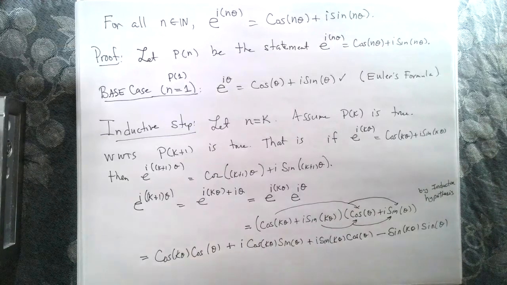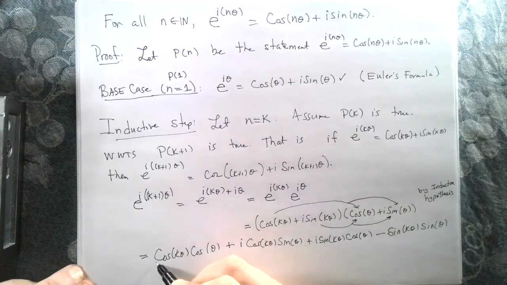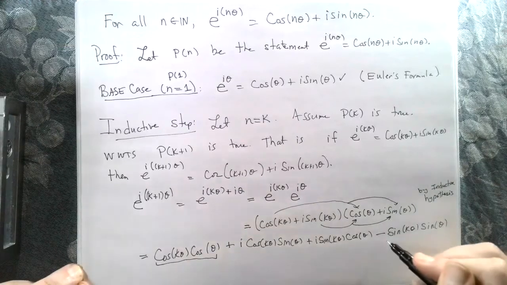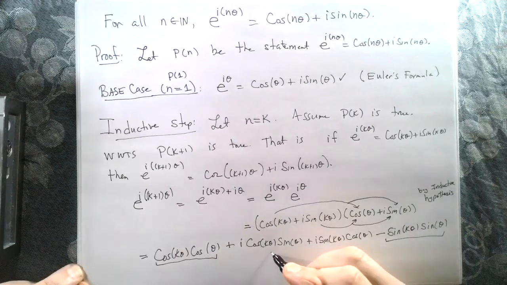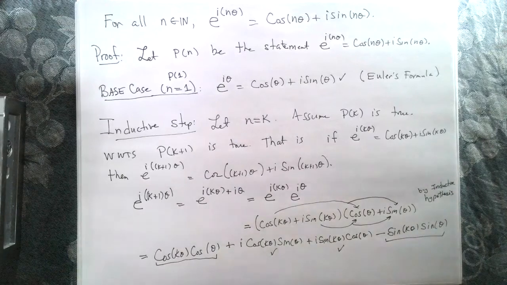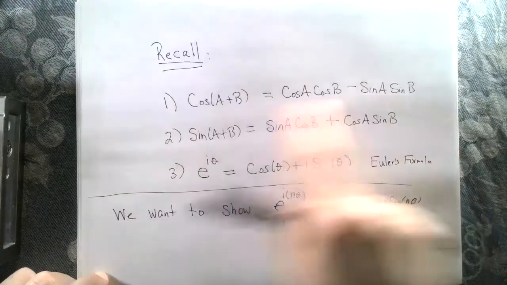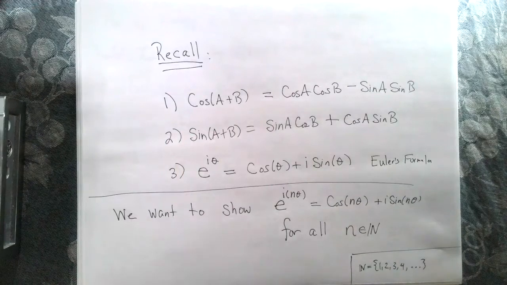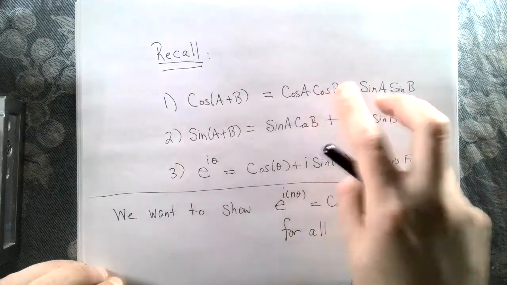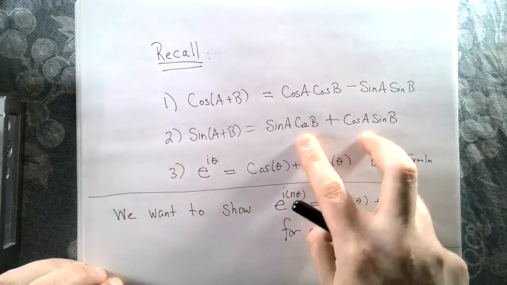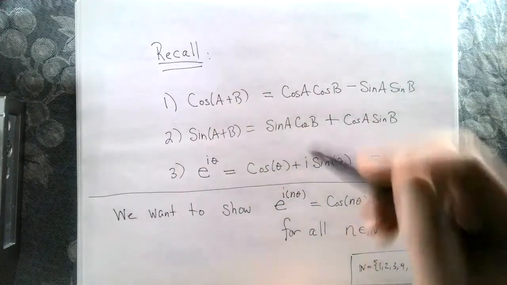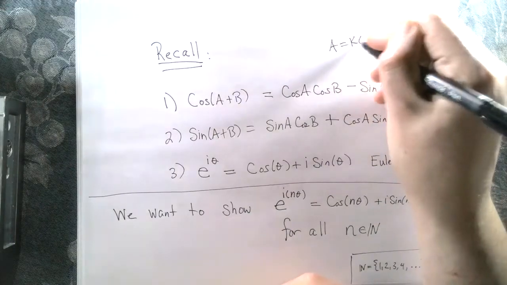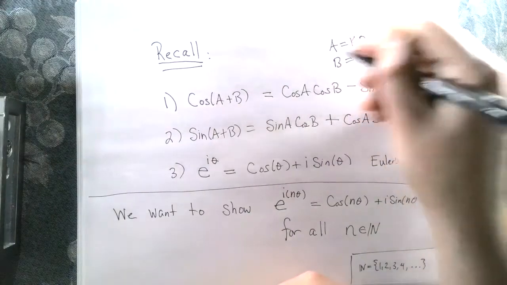And I'm hoping, if you really think about it, that you notice something. So here and here, as well as here and here. Now, if you go back to our initial list in the recalls, do you spot these? Yeah, we have exactly those. Okay, so that's pretty handy. So I can repackage this into this. I can repackage this into this. Just realize that for us, A is k theta and B is theta.